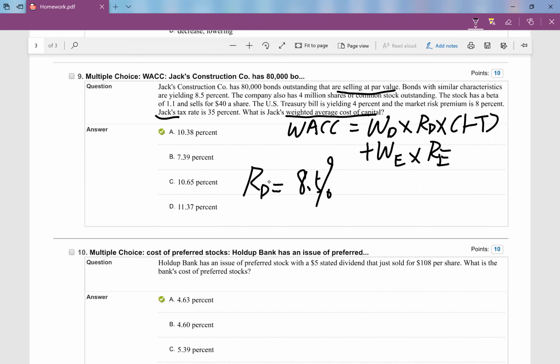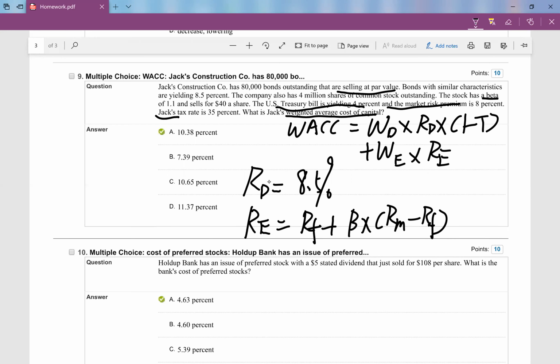And for the cost of equity, we have the beta and the market risk premium, so you will use the CAPM model: the risk-free rate plus the beta times the market risk premium, RM minus RF. The risk-free rate is the Treasury bill yield, which is 4%. Beta is 1.1, times the market risk premium of 8%. So 4% plus 8.8% equals 12.8%. That's the cost of equity.